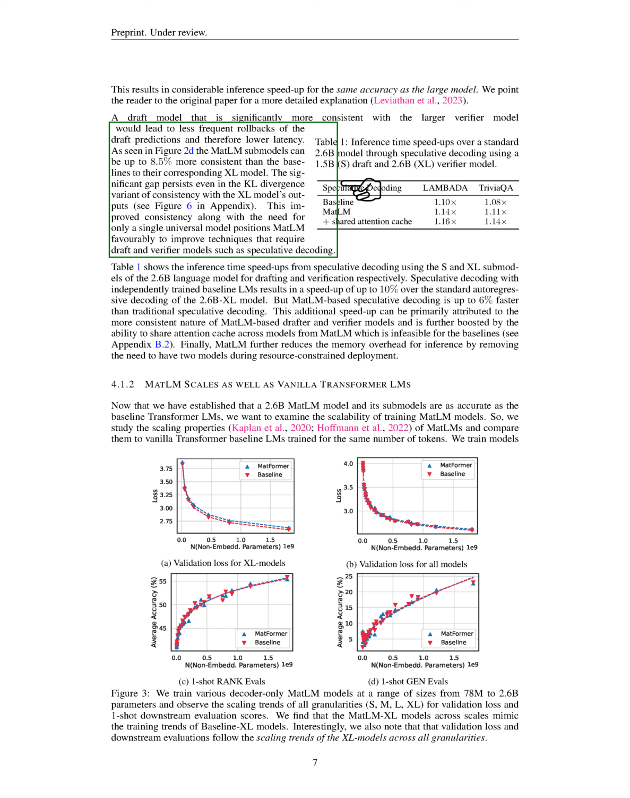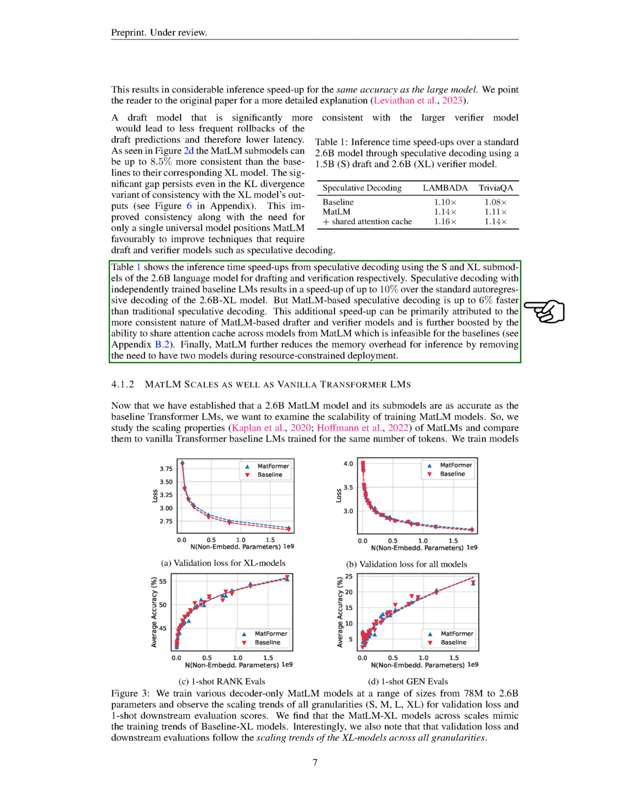This improved consistency, along with the need for only a single universal model, positions MatLM favorably to improve techniques that require draft and verifier models such as speculative decoding. Speculative decoding with independently trained baseline language models results in a speed-up of up to 10% over the standard autoregressive decoding of the 2.6 billion XL model. But MatLM-based speculative decoding is up to 6% faster than traditional speculative decoding.